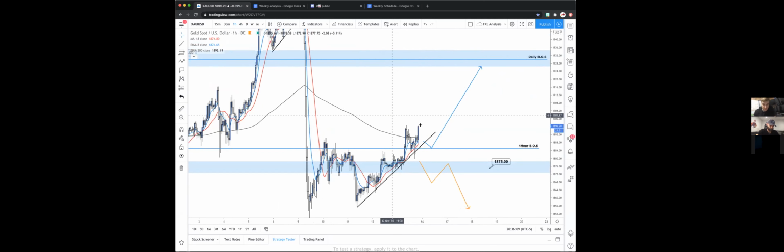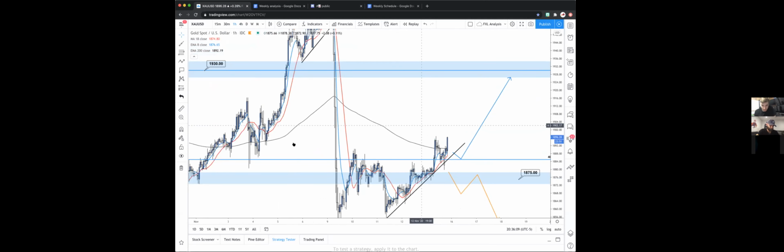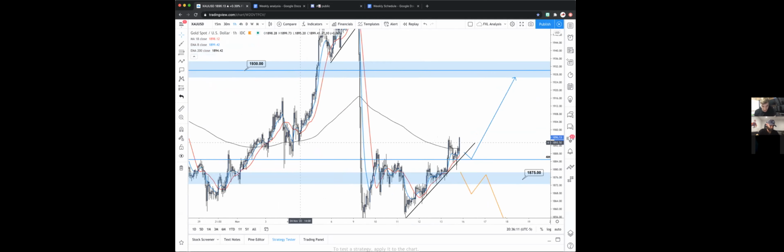So I'm expecting something like this. Some sort of push higher, a nice rally, and a good amount of volume is probably going to step in. We'll find ourselves closer to 1930 again. And yeah, this thing's taking off right now.